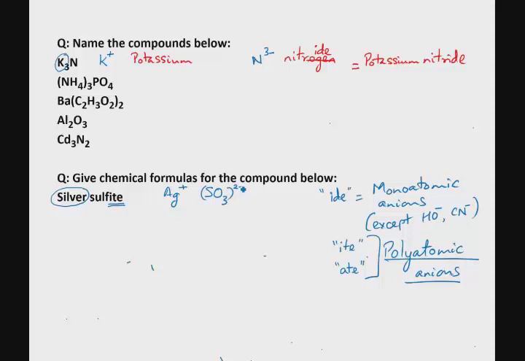Now, what would be the chemical formula if you had to put these two ions together in a ratio such that the overall charge was 0? Exactly. You would need two silver ions to balance out the negative charge of one sulfite ion. So the correct chemical formula for this compound will be Ag2SO3.